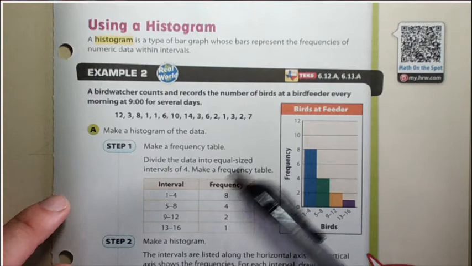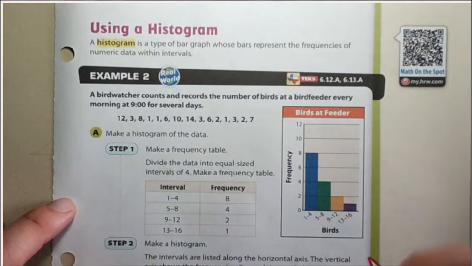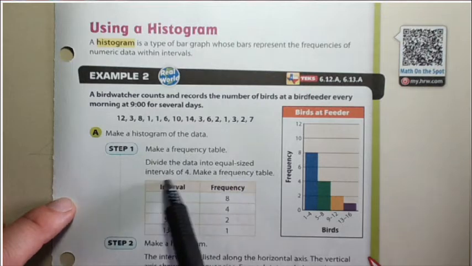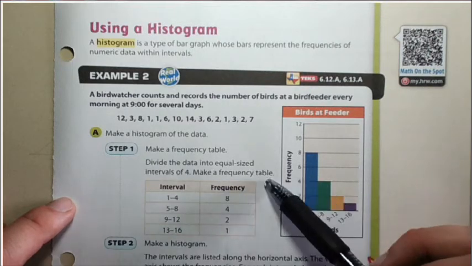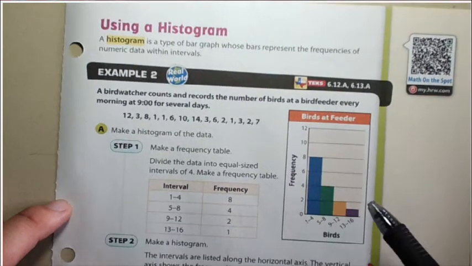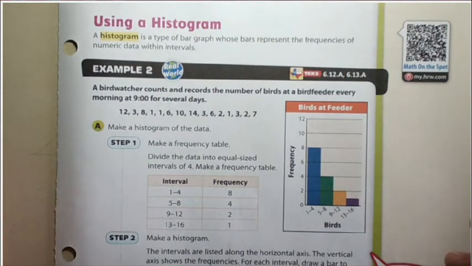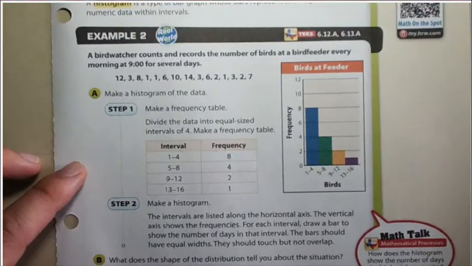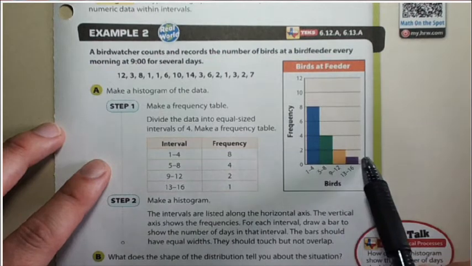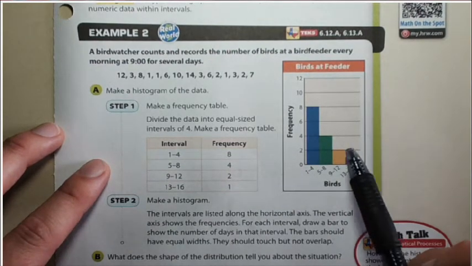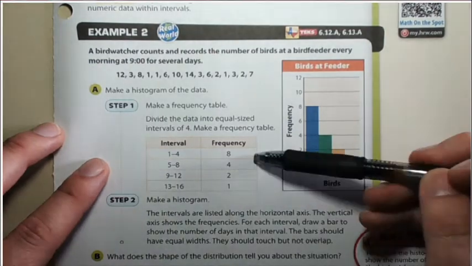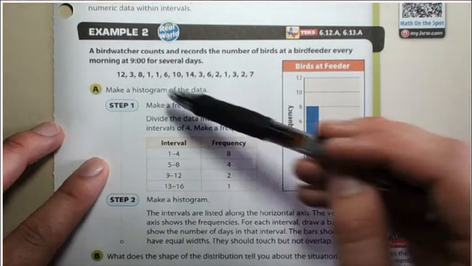It says make a histogram of the data. So step 1, make a frequency table. That's what they've done right here. They divided the data into 4 equal size intervals of 4. Okay, so they made a table and they used intervals, which is a range of numbers that we can use. It always has to remain even in order to keep our histogram accurate. So what they did was they decided to do 1 through 4, 5 through 8, and so on, and then they put the number of times one of those numbers occurred during that interval.